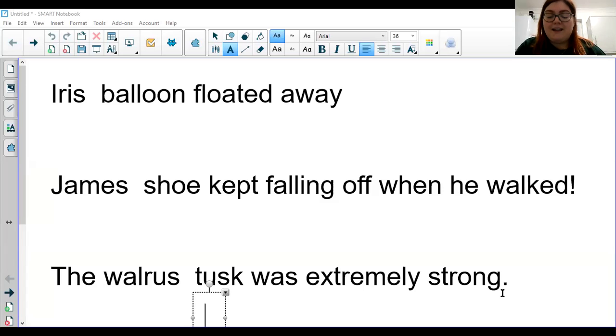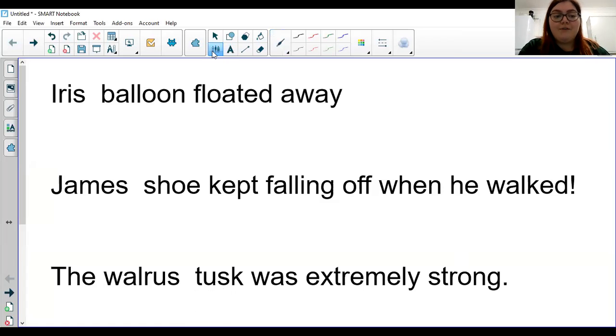Now, even though none of these end in S, they're not plural words, they're singular words. So Iris is one person. Iris's balloon floated away. So the balloon is owned by Iris. So we want Iris's balloon floated away. So what we do, remember, at the end of the person who owns it, is add an apostrophe and another S. So Iris's balloon floated away. At the end of the sentence, what do we need? Full stop.